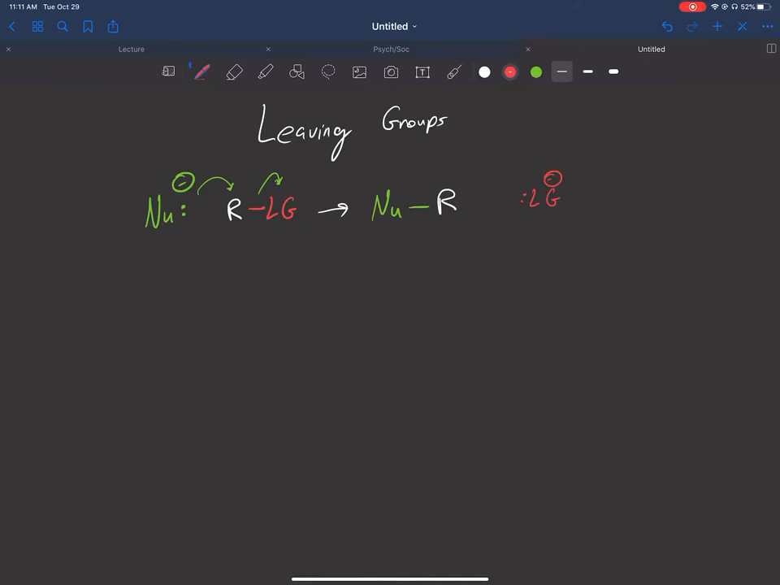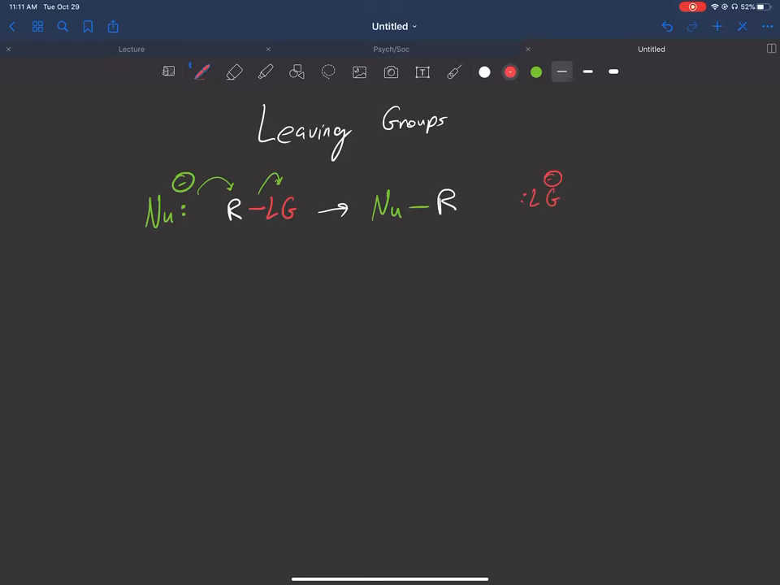So what makes a good leaving group? Okay, all these substitution and elimination reactions require that the leaving group leaves. Now it is better for these reactions, you will get a higher probability of these reactions occurring, if you have a good leaving group, right? But what does it mean to be a good leaving group? How would you know what this means?